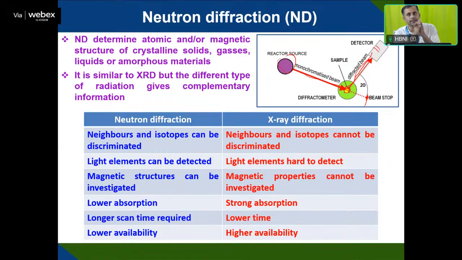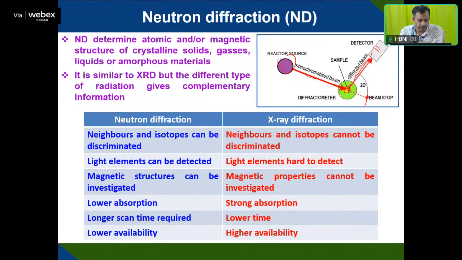In the case of XRD, you get only the atomic structure of the material. You don't get any information on magnetic structure, whether it is ferromagnetic or antiferromagnetic, how the ferromagnetic ordering and atomic ordering are in solids, glasses or amorphous materials. Those information you are not able to get with the X-ray diffraction technique, but with the neutron diffraction technique you can get all of it. It is similar to XRD, but a different type of radiation is used, so you get complementary information.